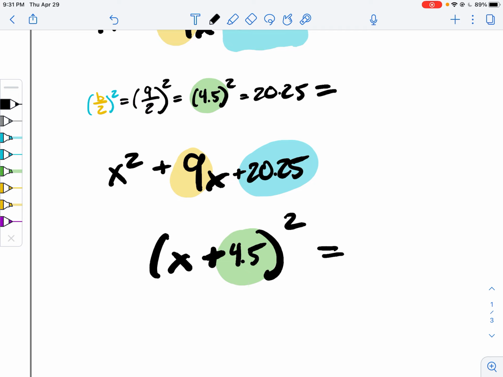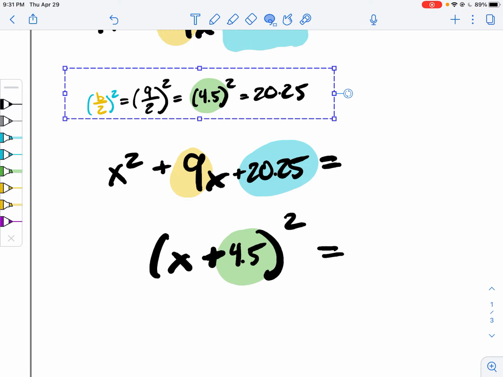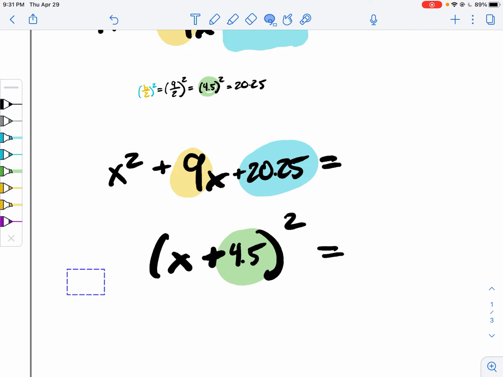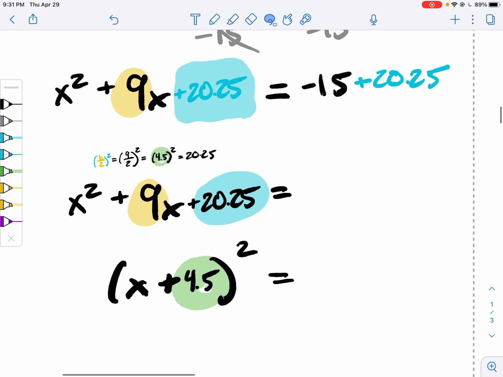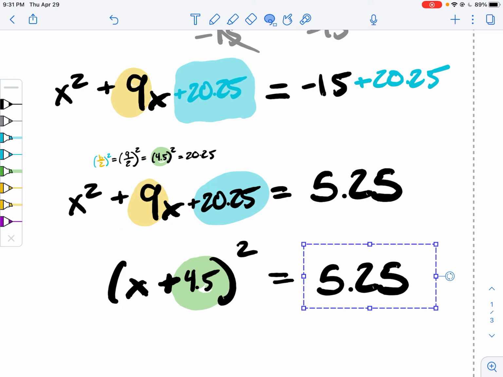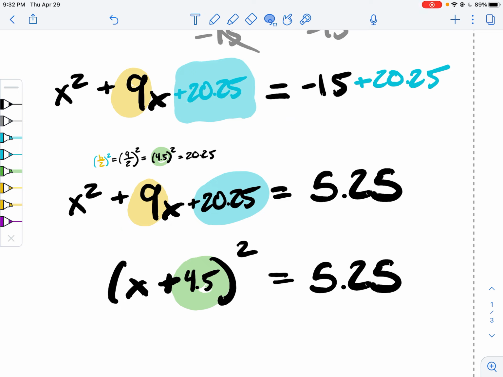We worked really far ahead on the one side. Now we need to go catch up on the other side. On the other side of the equation, we've got negative 15 plus 20.25, which is 5.25. It's still 5.25, which is great.